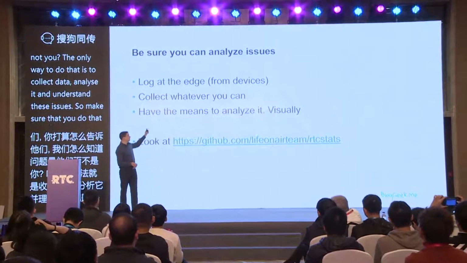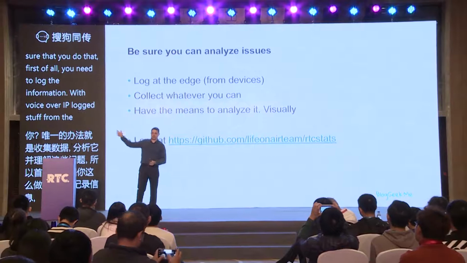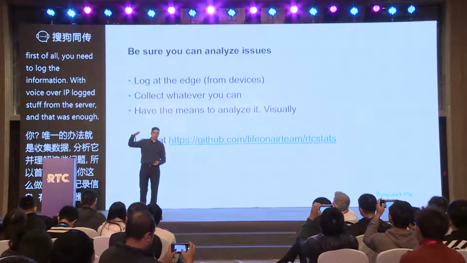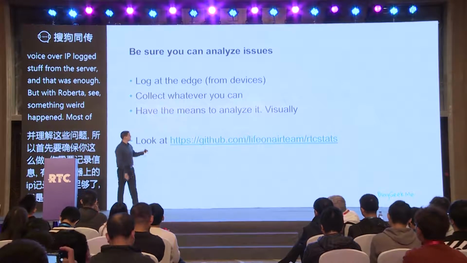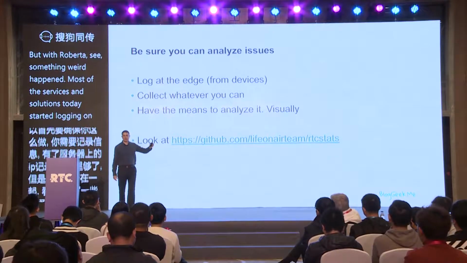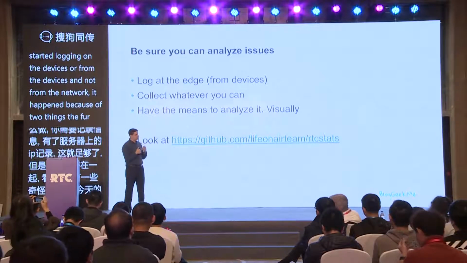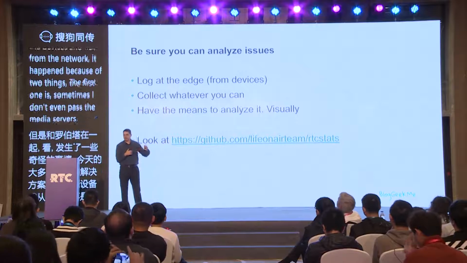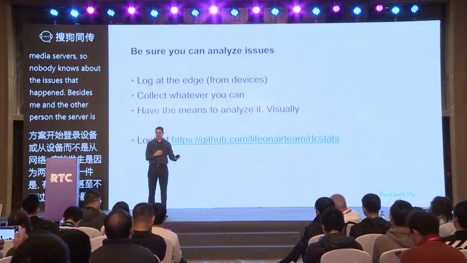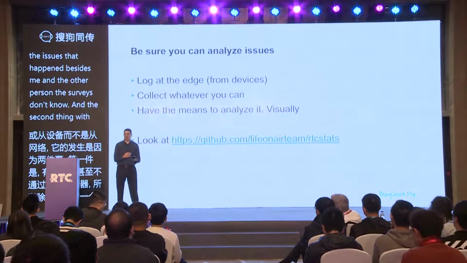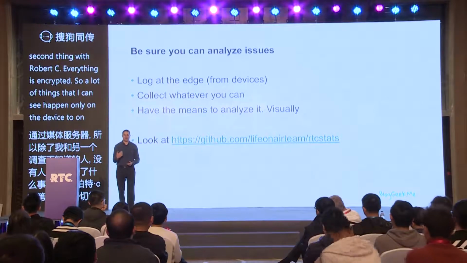First of all, you need to log the information. With voice over IP, we usually logged stuff from the server, and that was enough. But with WebRTC, something weird happened. Most of the services and the solutions today started logging on the devices, or from the devices, and not from the network. It happened because of two things. The first one is sometimes I don't even pass the media through a server, so nobody knows about the issues that happen besides me and the other person. The servers don't know. And the second thing, with WebRTC, everything is encrypted. So a lot of the things that I can see happen only on the device. So understanding what happens in the device is very important.